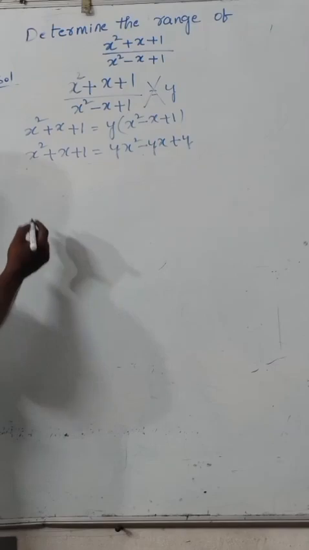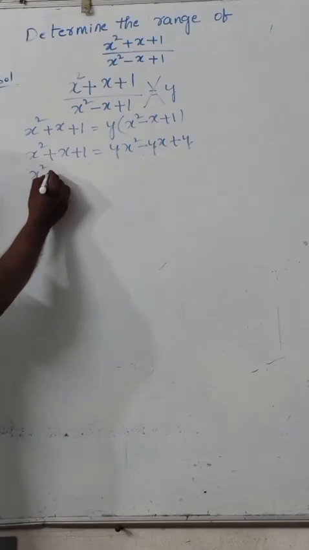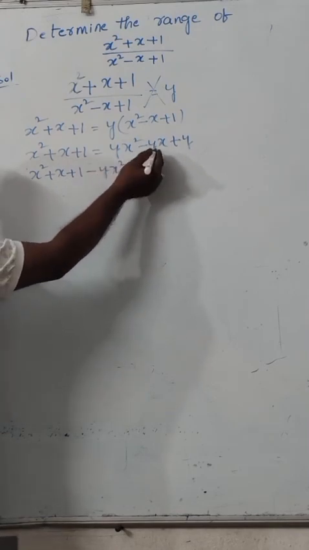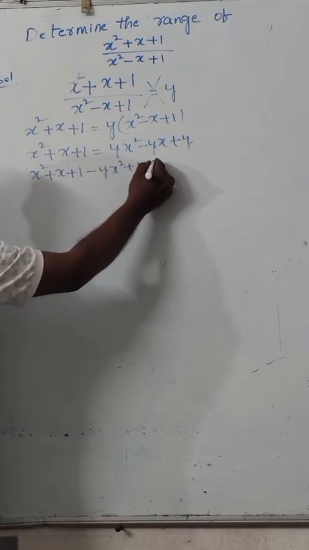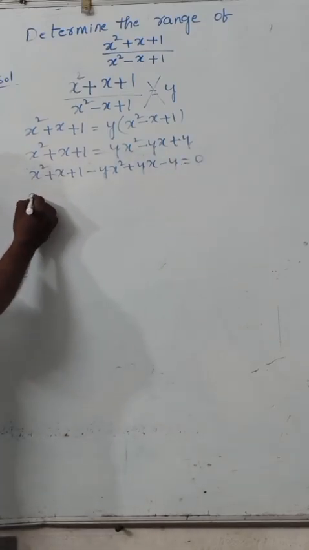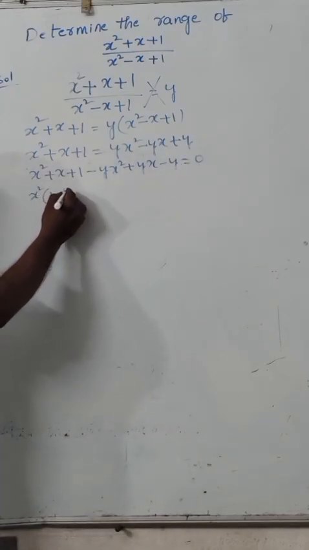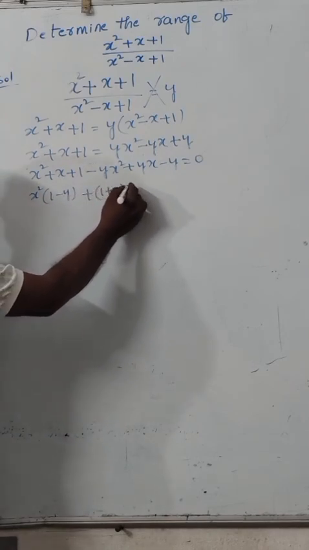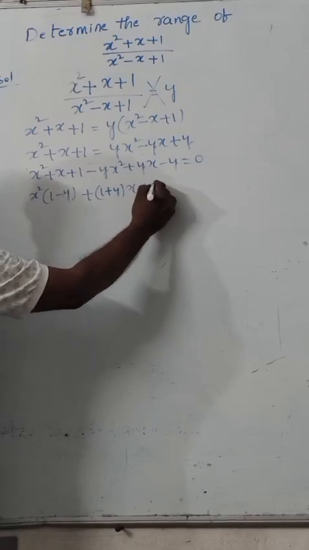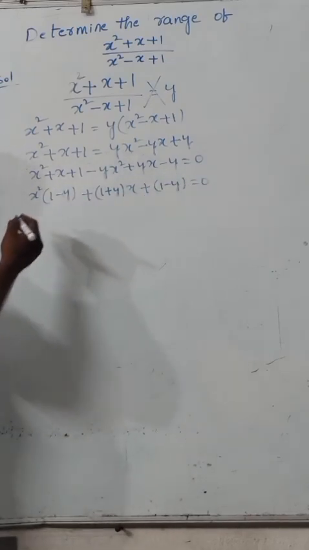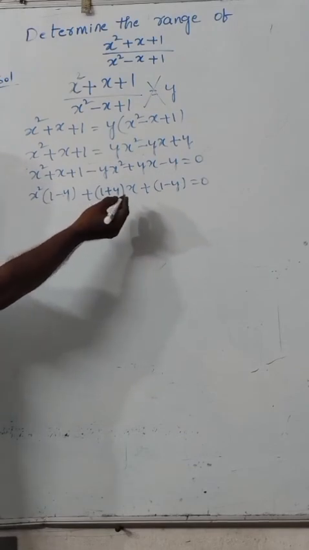Bring all the terms together, that is x square plus x plus 1 minus yx square plus yx minus y is equal to 0. The x square coefficient is 1 minus y, the x coefficient is 1 plus y, and the constant is 1 minus y, is equal to 0. Now this is a quadratic equation in terms of x.